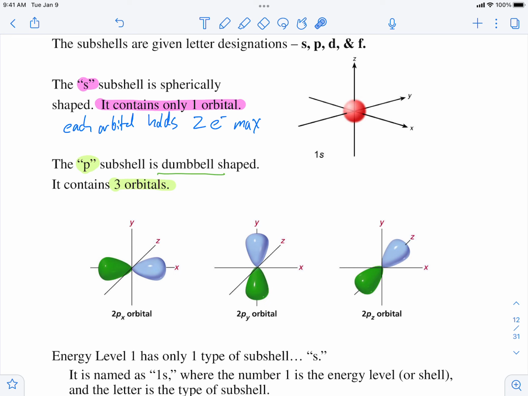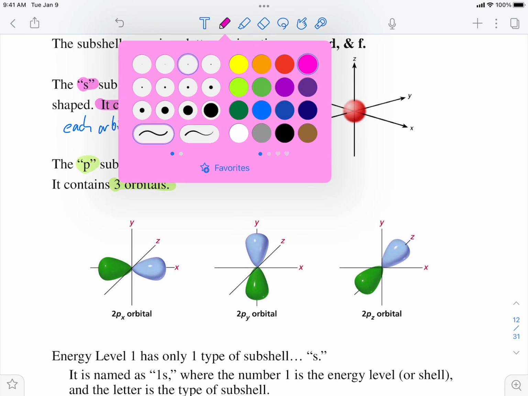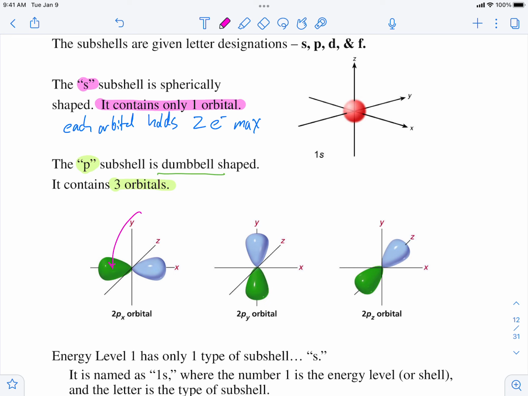XYZ plane. Now, these dumbbells, what this means is that this space is where the electrons exist. So it looks like lobes, okay? Both of those lobes on the left side and the right side, electrons, if they're present, they're going to be there. And the same thing with the y-axis here and here, same thing with the z-axis here and here.